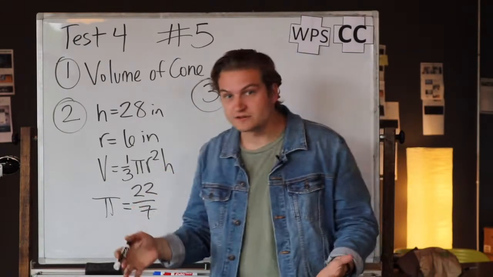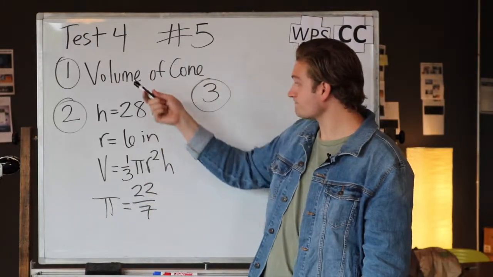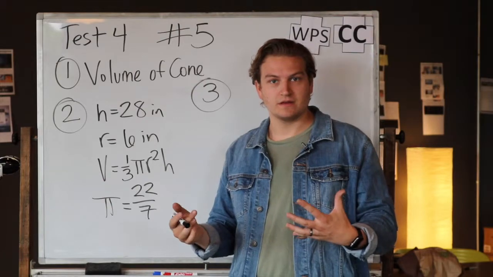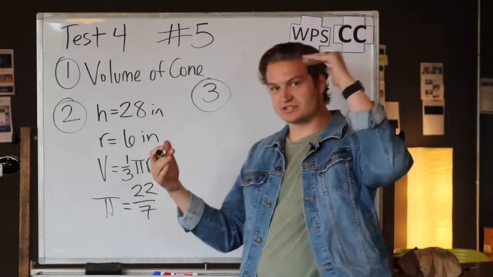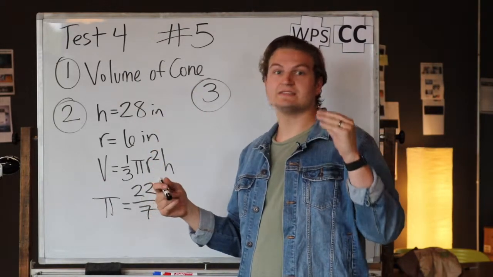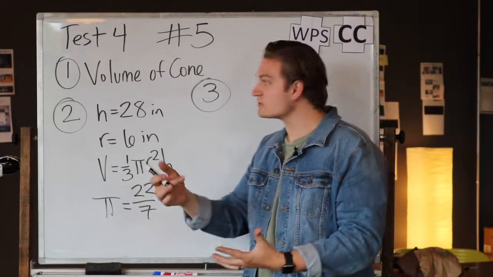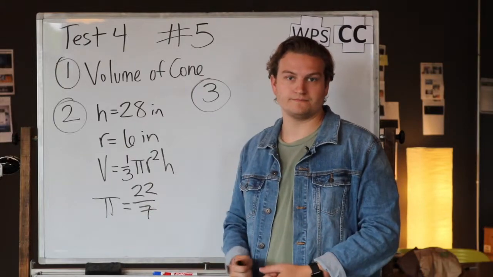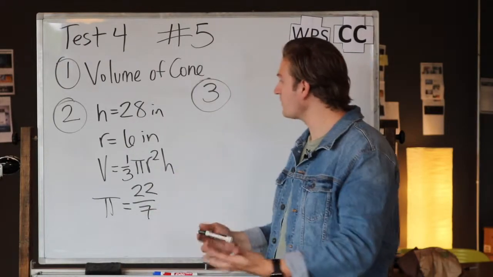And as always, the first step of our word problem strategy, step 1, we ask ourselves, what am I trying to find? And in this particular question, way at the end, as always, it tells you what you're trying to find. We are trying to find the volume of this cone. We're trying to find the volume of the cone. All right, let's move on to step 2 of our word problem strategy.